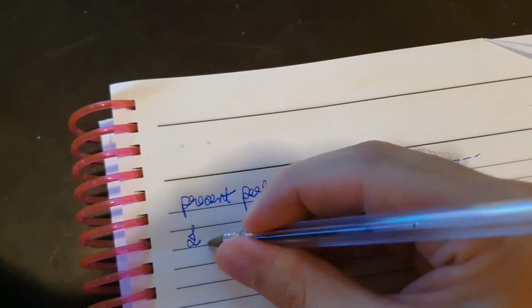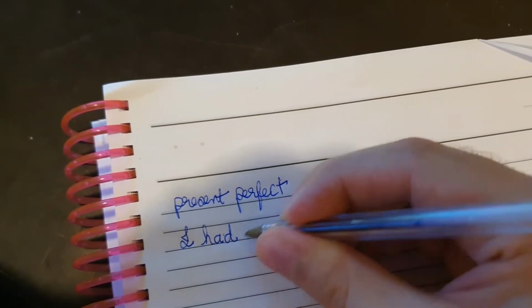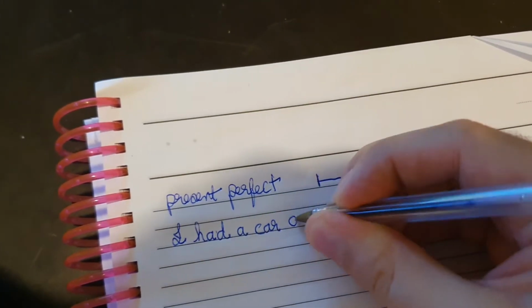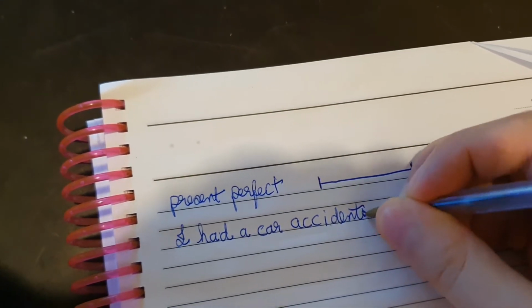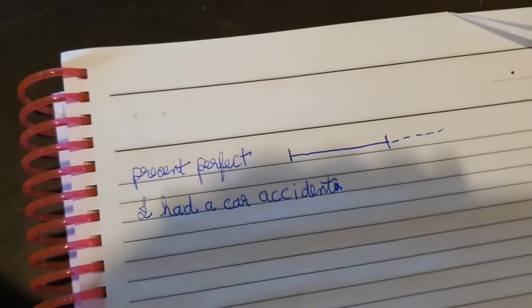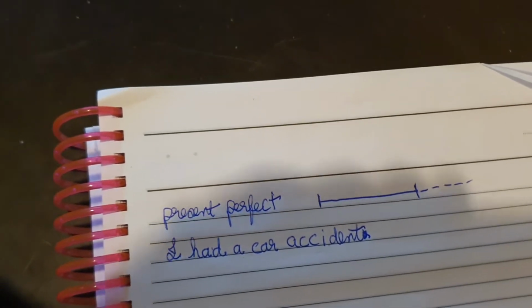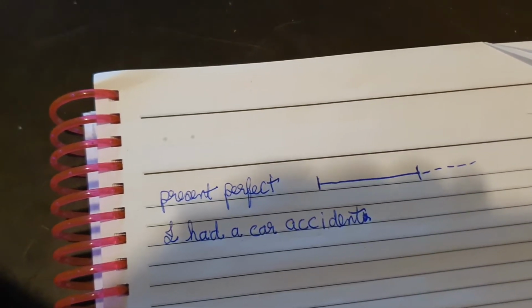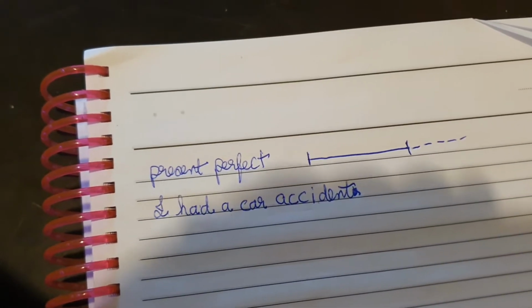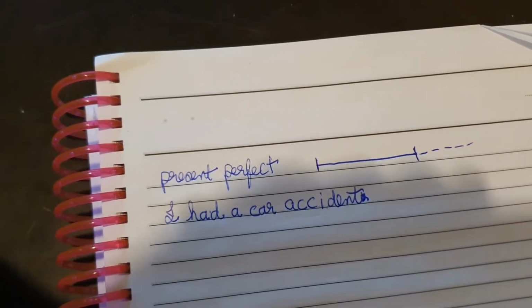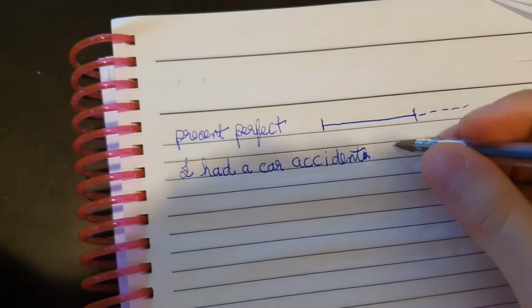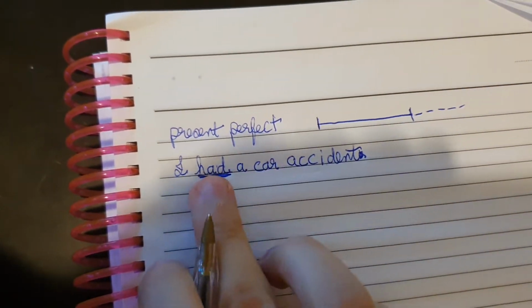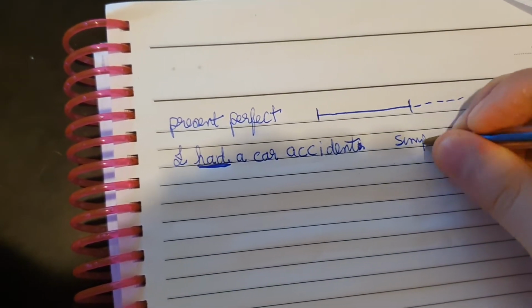Let's suppose I had a car accident. Nowadays, it's not possible to have car accidents so often because most of the time you stay home. If you stay home, you run no risk of anything happening. So I had a car accident, okay? This is an action that happened entirely in the simple past.